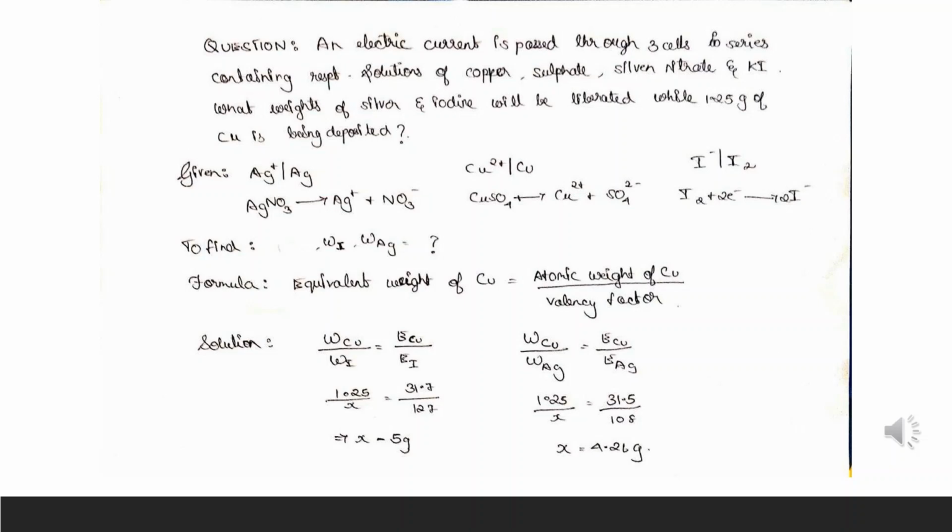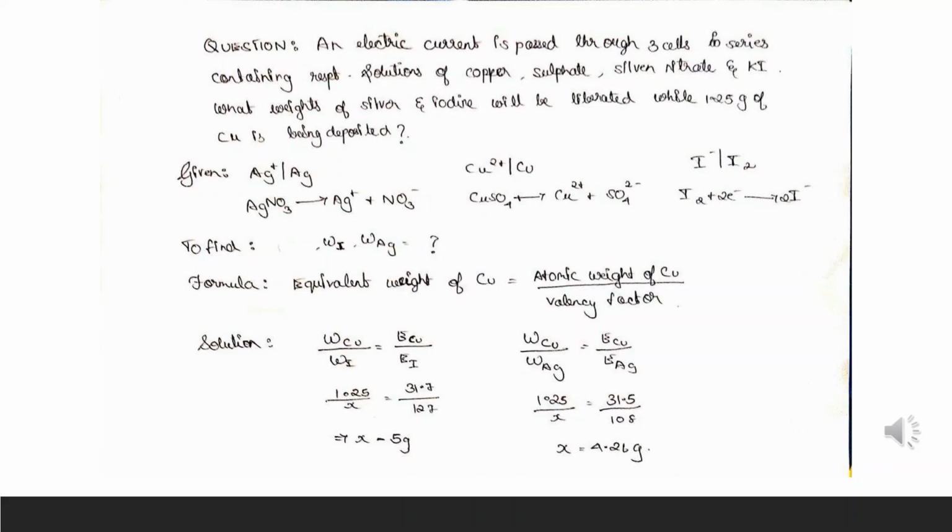Given that AgNO3, that is silver nitrate, becomes Ag plus and NO3 minus, copper sulfate becomes Cu2 plus and SO4 2 minus, and iodine I2 plus 2 electrons will form 2I minus. We should find the weight of iodine and silver. For this, the formula is equivalent weight of copper equals atomic weight of copper by valency factor. Similarly, equivalent weight of iodine equals atomic weight of iodine by valency factor. From that, we can find the equivalent weight of iodine.